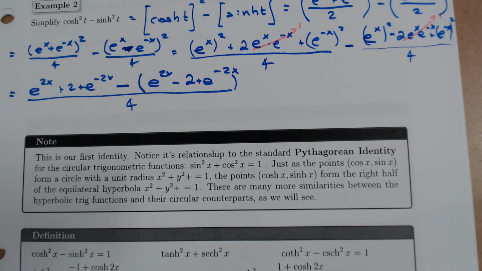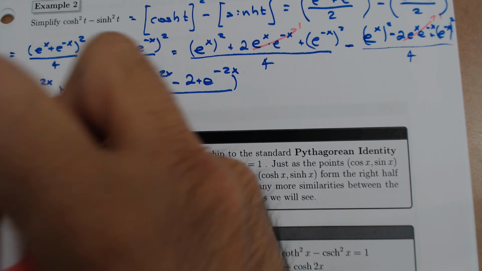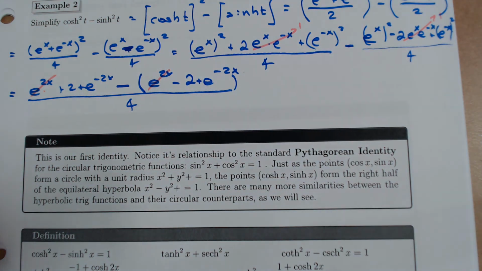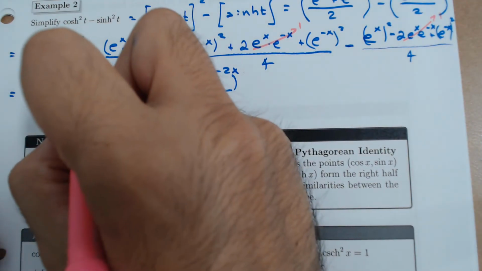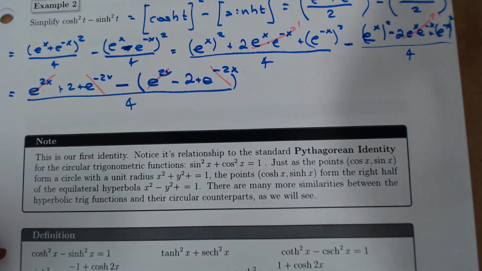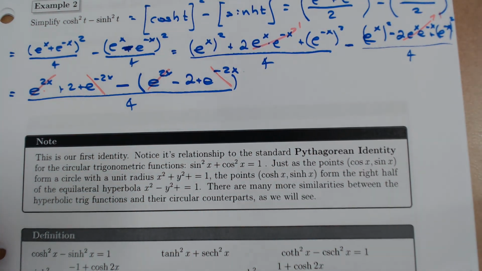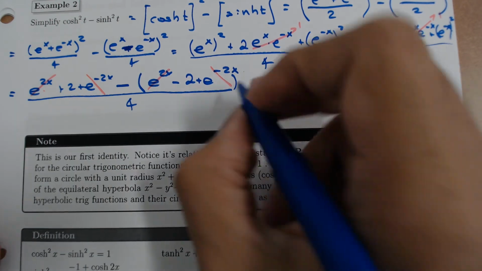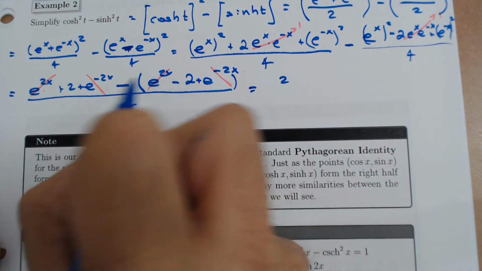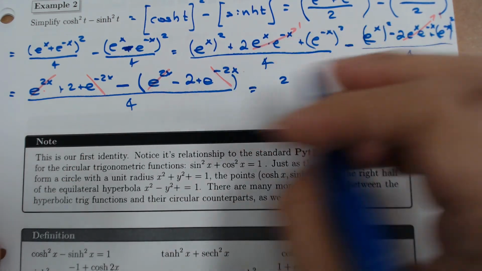All right, so let's see what we do from here. On the one hand, e to the 2x cancels with the minus e to the 2x over here. e to the negative 2x minus e to the negative 2x cancel. So we're going to be left with these two right here from the first group. And what is this minus minus? Isn't it another smile rule?